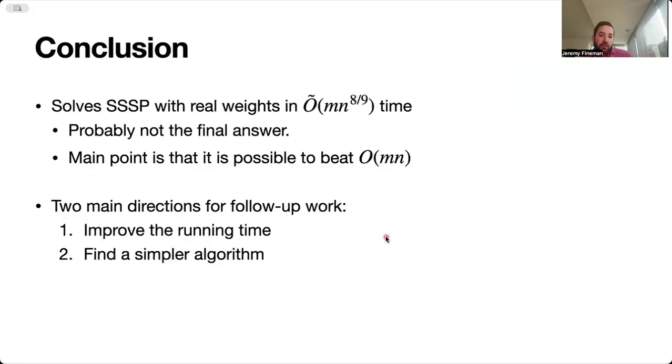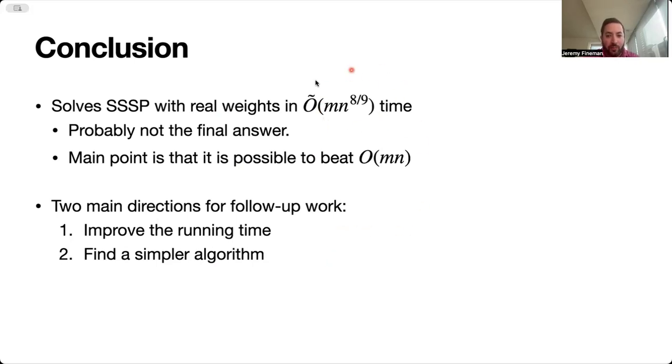Okay, so in conclusion, we solved the single source shortest path problem with real weights in order m n to the 8/9 time. This is probably not the final answer, but the main point is just that it's possible to beat the Bellman-Ford bound at all. There are two obvious main directions for follow-up work. Obviously, we can try to improve the running time further. It might also be nice to come up with a simpler or more natural algorithm that doesn't involve so many steps. I think that would be a nice contribution as well.